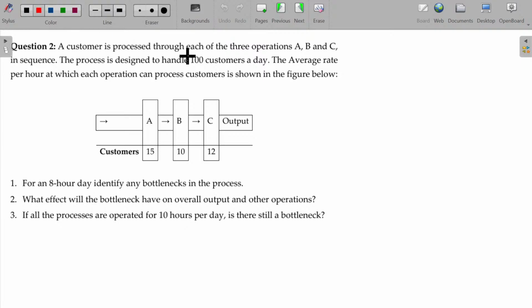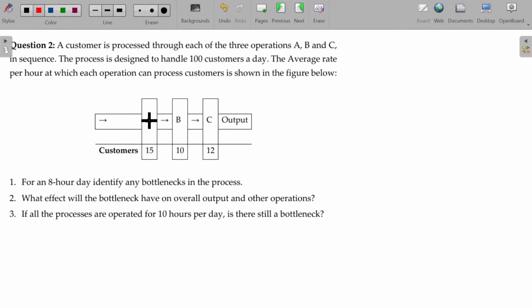A customer is processed through each of the 3 operations A, B, C in sequence. So, if you go to any interview, or in banking earlier, first you have to give the challan and wait for collecting the cash, and then after collecting the cash, you need to wait for getting the passbook updated. Earlier, now everything is online. If you go to an interview, first written exams and then oral and then group discussion, 3 processes. So we have 3 processes A, B, C.